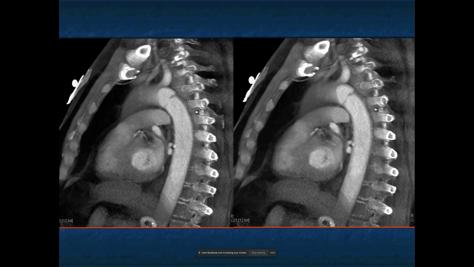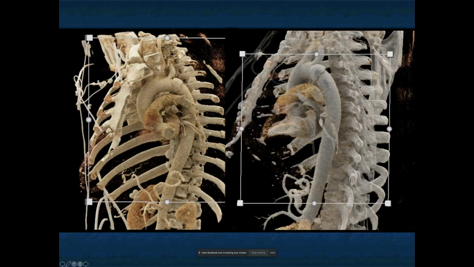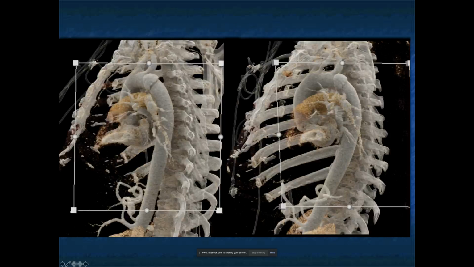Just past the left subclavian, classic location. This patient was very lucky. On the cinematic, you really can appreciate the flaps very clearly. Here it is as I rotate through a few different images. There's no active extravasation. This patient was very lucky and was treated with stents.